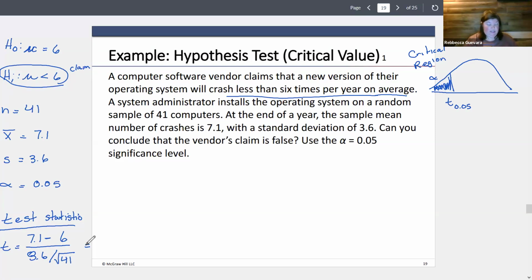So our test statistic is going to be, getting here very quickly, 1.1 divided by 6.3 over the square root of 41. This is going to be 1.1 over 0.984, around 1.12. So we want to know, is this going to fall into this critical region here? I think we can already see it's not going to happen.